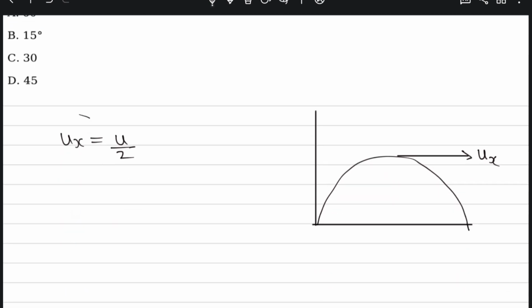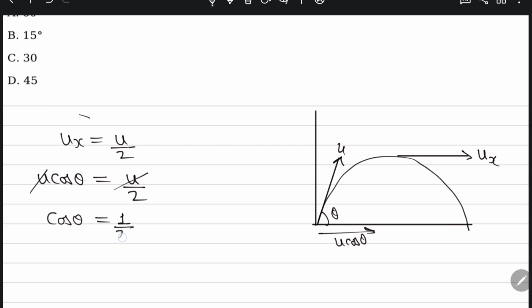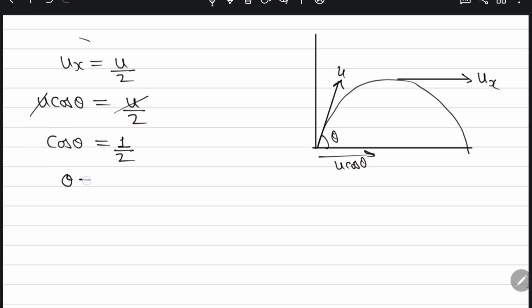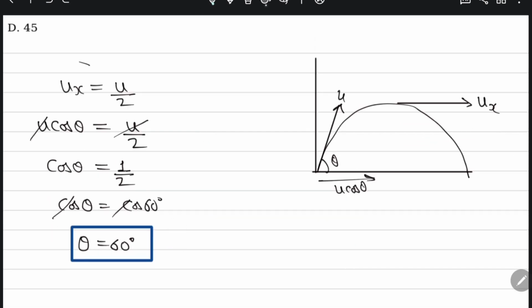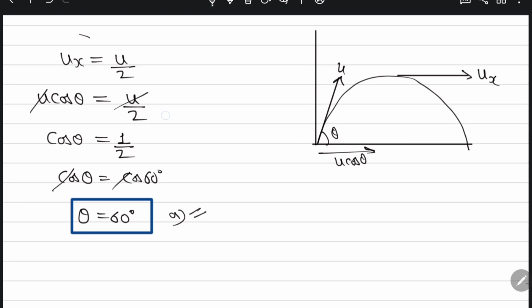Then the angle of projection is, we know that when we throw this body with the initial velocity u, the angle is theta. So in this direction it is u cos theta. So here you see u cos theta is equal to u by 2. So u cancels, and what is left is cos theta equal to 1 by 2. So cos theta is equal to cos 60 degrees, which is 1 by 2. So cos cancels, and theta comes out to be 60 degrees. Right? So which option is correct? Option first is correct. We proceed to our next question.